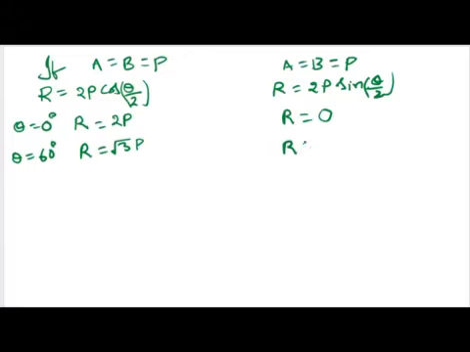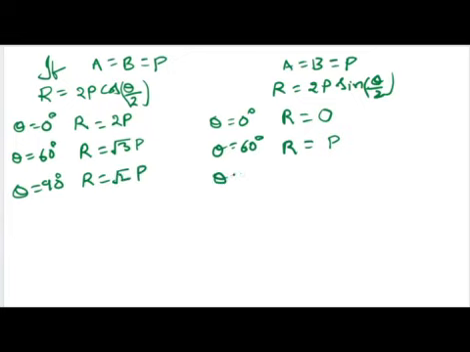And for subtraction with theta is equal to 60 degrees, the resultant is 2p sin 30, and sin 30 is 1 by 2. So the resultant you are getting is p. If theta is equal to 90 degrees, the resultant is 2p cos 45. If you substitute 1 by root 2, then you will get the resultant value as root 2p. If theta is equal to 90 degrees in subtraction, the resultant value is again root 2p only.